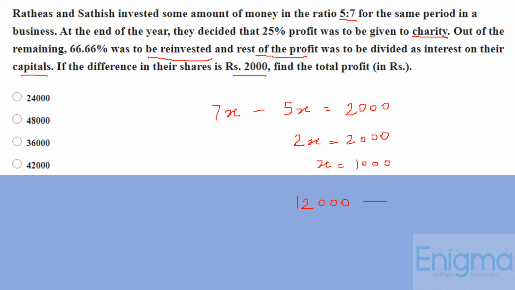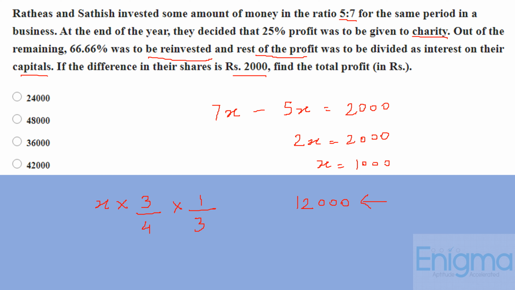So this is the profit after charity and after reinvestment. So let's assume that the total profit is x. Out of that, 25% is given to charity, that means 75% is remaining. 75% in fractions is 3 by 4. Now 66.66% is reinvested. That means the remaining is still remaining for profit distribution. Now 66.66% is nothing but 2 by 3. So the remaining is 1 by 3.